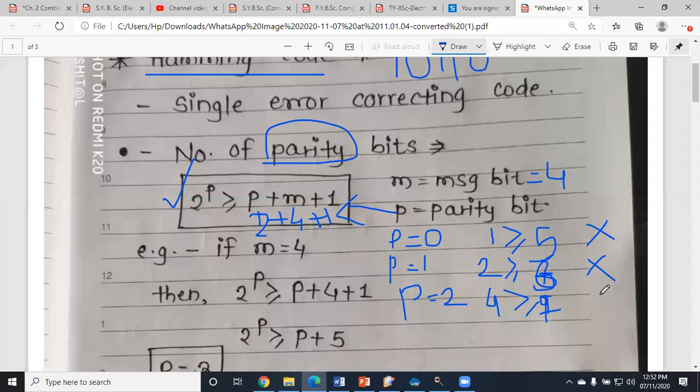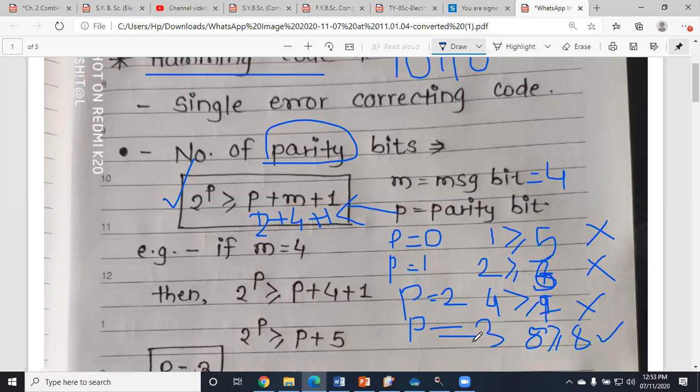No, ma'am, so we cannot consider p is equal to 2. Now see, I'll consider p is equal to 3. What is 2 raised to 3? 8. And what is the next calculation? 3 plus 4 plus 1, that is 8. Now here we get the at least equal to criteria satisfied. 8 is equal to 8. This is correct. Am I right?